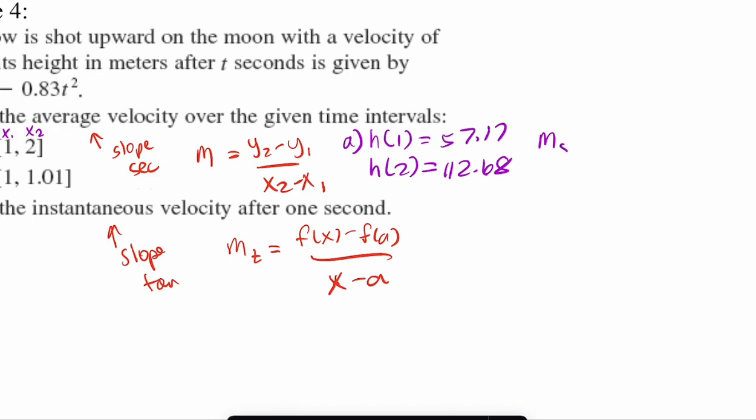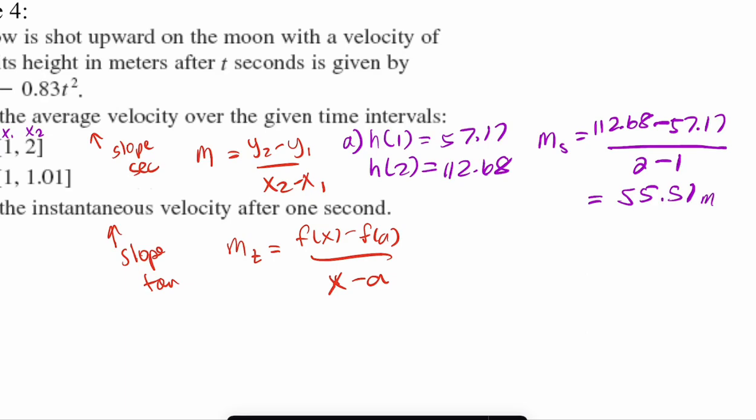So our slope of our secant is 112.68 minus 57.17 over 2 minus 1. Simple slope formula, just like we've done in the past. So 112.68 minus 57.17 is 55.51. Divided by 2 is 55.51. Now that's the average velocity. Our length is meters. Our time is seconds. So that would be meters per second.